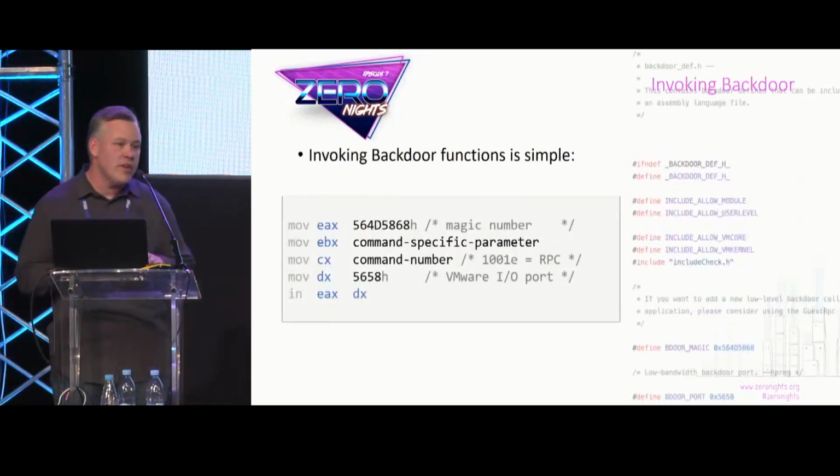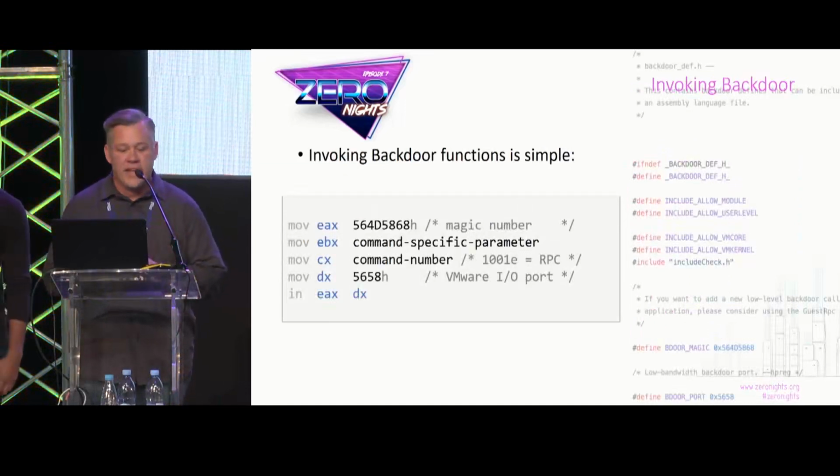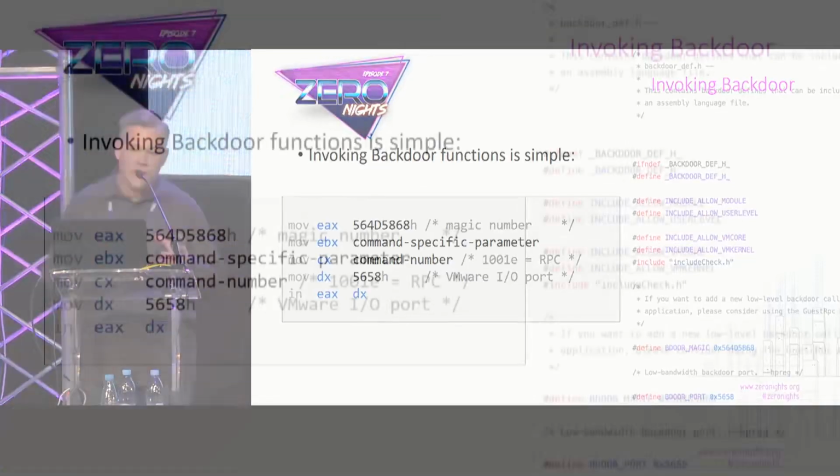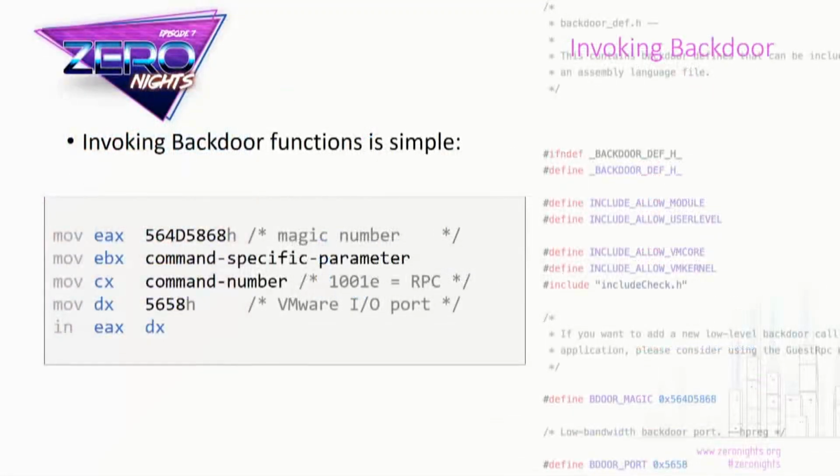Now, how do you actually go about invoking these commands? Well, this is a set of assembly that you're going to be using to actually invoke this functionality. Specifically, you're going to be putting a VMX-H into EAX. Then you're going to be putting any command-specific parameters in EBX. And then you're going to be putting the command number in ECX, defining whether you want to use the high or low bandwidth mode in EDX, and then you're going to call the in instruction, and then the underlying code is actually going to start parsing that request.